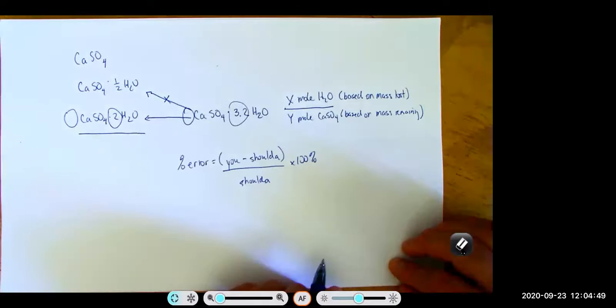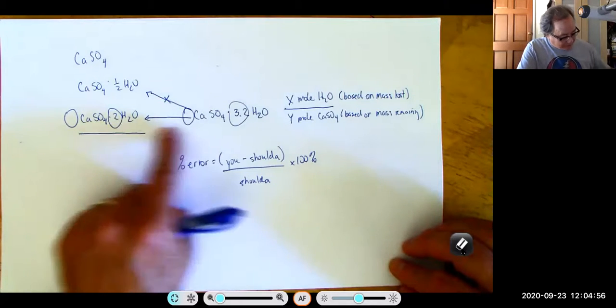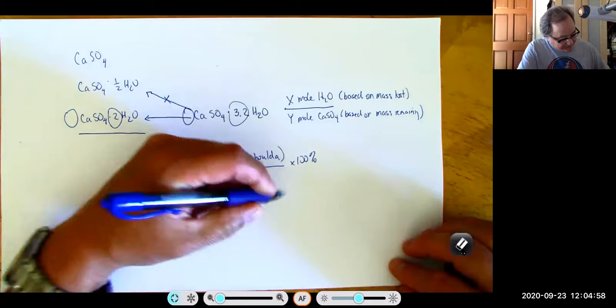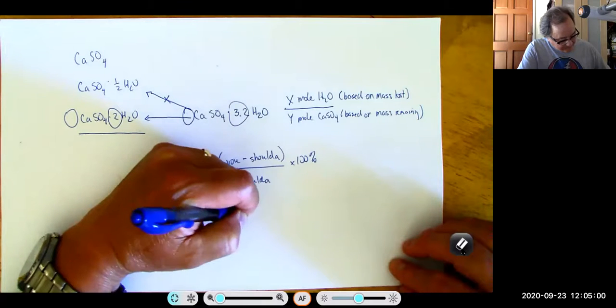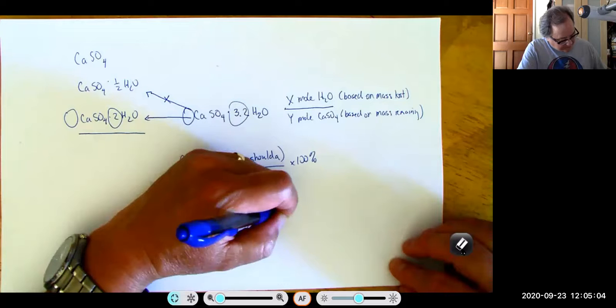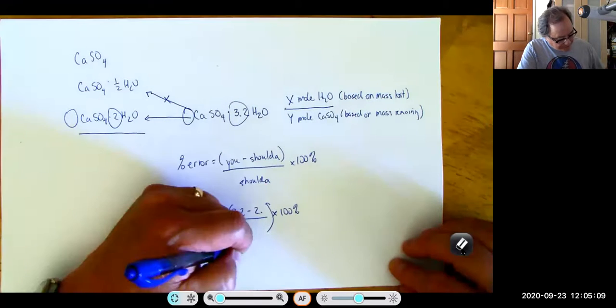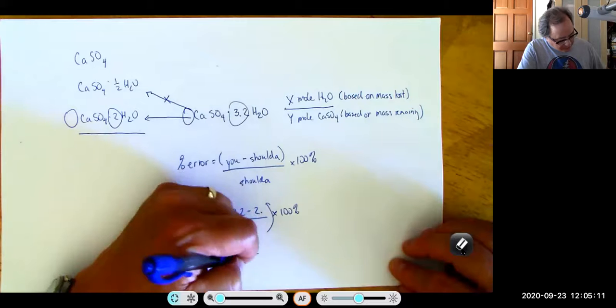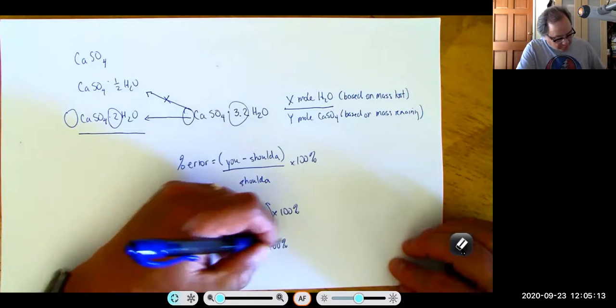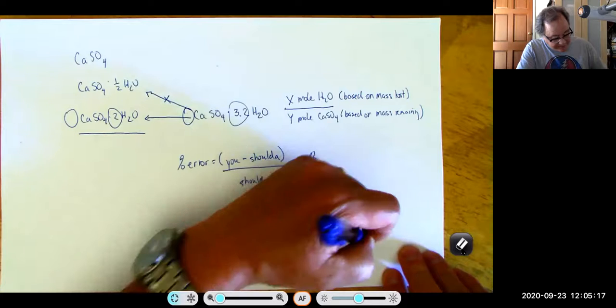Is that like the accepted? Yeah. So you should have got a 2, but you got a 3.2. So it would look like this. And this would end up being 1.2 over 2 times 100%, which would be 0.6 times 100%, which would be a 60% error.